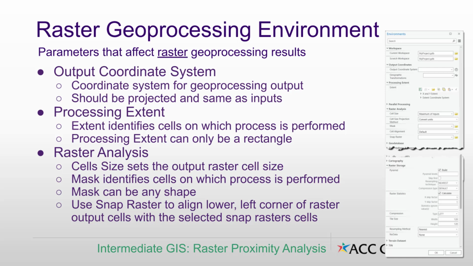In the raster analysis geoprocessing environment section, you can set the cell size of your output raster. You can use a mask to identify cells on which the process is performed, which is the same as the processing extent, but unlike the processing extent, the mask can be any shape. You can also set the snap raster to align the lower left corner of raster output cells with the selected snap raster cells. So if you want to make sure that your input cells align with your output cells, then I'll go ahead and select a snap raster as well.